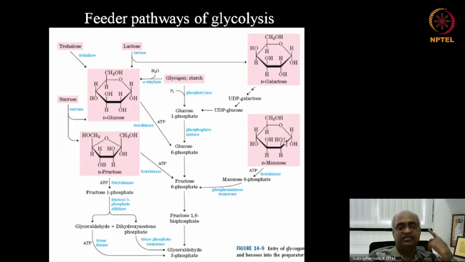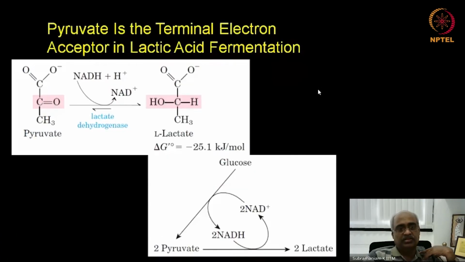And another sugar, mannose, a 6-carbon sugar, that also can enter. So like this, multiple sources of carbohydrates can all finally get converted into intermediates of glycolysis. And these steps are what we call the feeder pathways of glycolysis. So now we are going to look at what actually happens to pyruvate.